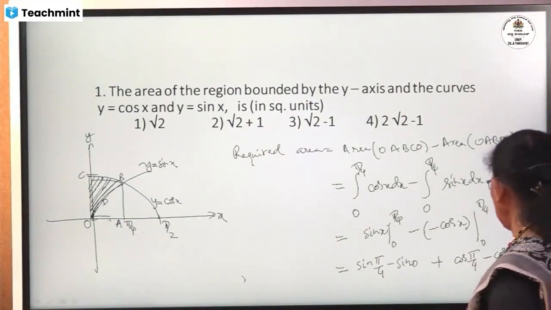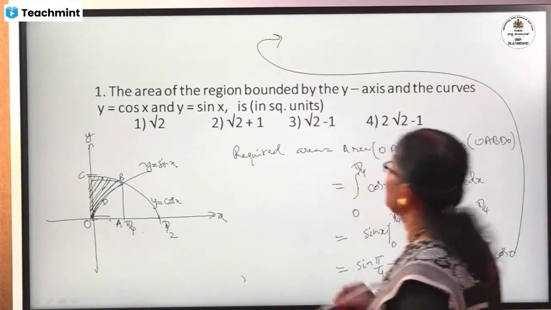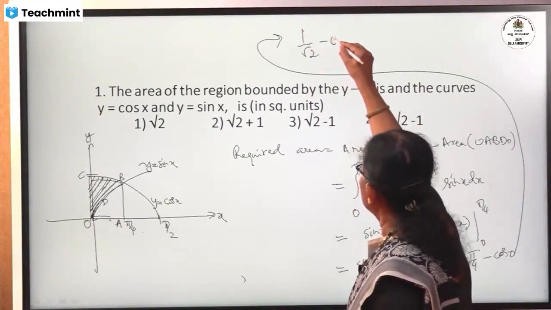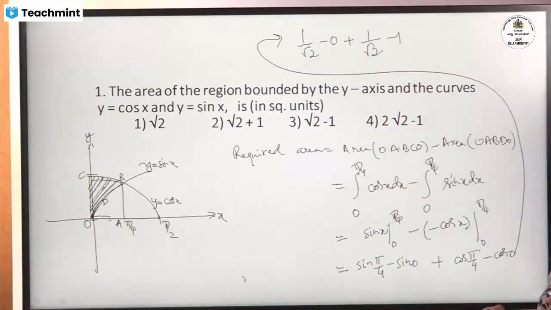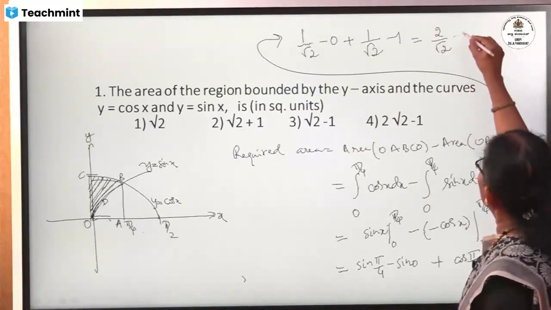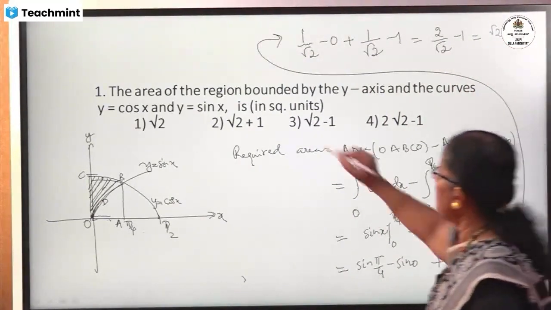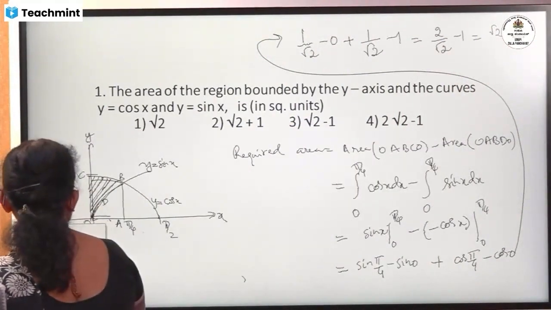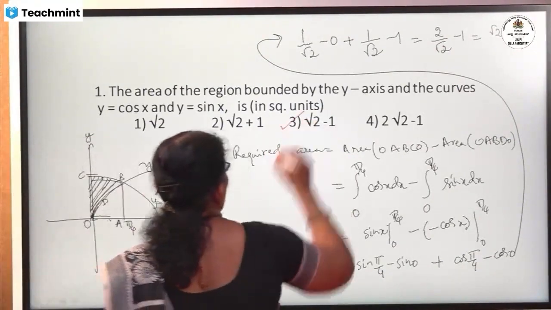So that gives us, you may not be able to see if I write here, so let me write it here. Sin pi by 4 is 1 by root 2, sin 0 is 0, cos pi by 4 is 1 by root 2, cos 0 is 1. So 1 by root 2 plus 1 by root 2 is 2 by root 2, and 2 by root 2 is root 2 minus 1. So the answer is root 2 minus 1.